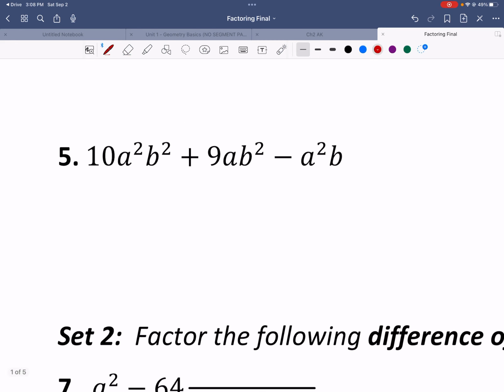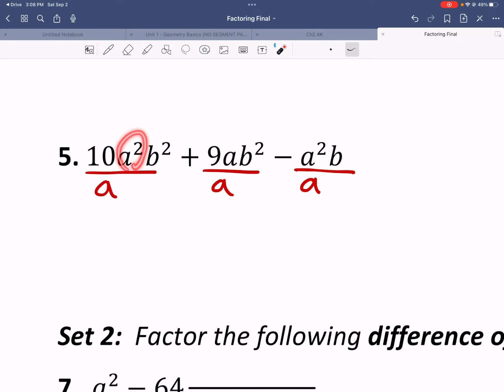So we have 3 terms. Now, we have 10, we have 9, and this one does not even have a number. So we cannot really factor out a number here. But let's look at the variables. This one has a squared, this one has an a, this one has a squared. Which means we can take out a from each one of them, but we cannot take out a squared because this one has only one a. Same thing for the b. We have b squared, but this one has only one b, so we can take a maximum of only one b. So that's going to be the GCF.